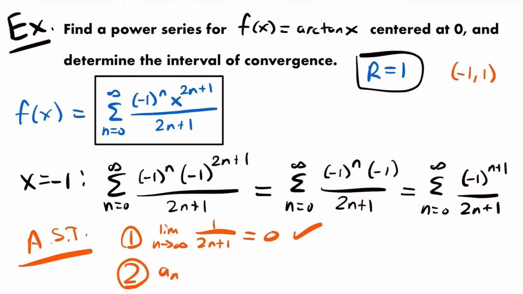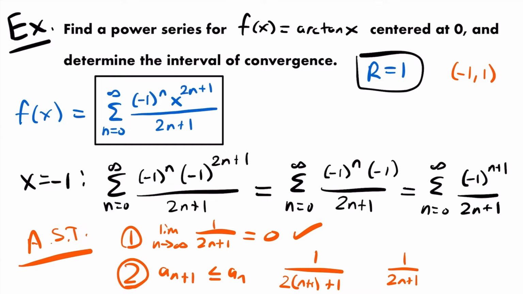In other words, a sub n plus 1 needs to be less than or equal to a sub n. The next term of the sequence needs to be less than or equal to the previous term. So in this case, a sub n plus 1 is 1 divided by 2 times n plus 1, right? We just replaced n with n plus 1. And then a sub n is just 1 divided by 2n plus 1.